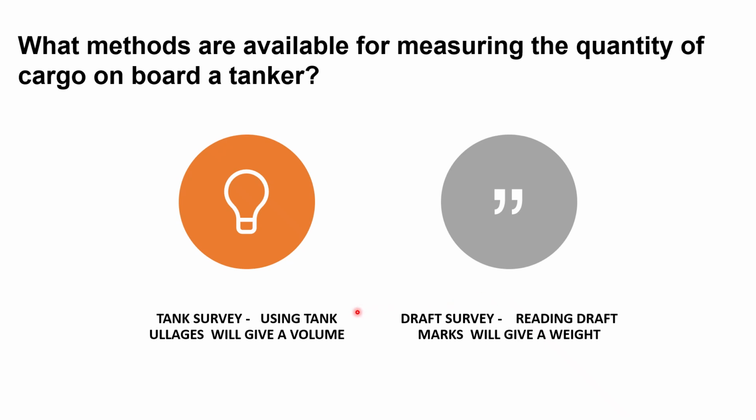But to get the precise weight or precise volume of the whole cargo, the surveyor goes for the tank survey method. They get the ullage. What is the ullage? Ullage is the distance between the tank top and the top side of the cargo, right? That is called ullage.